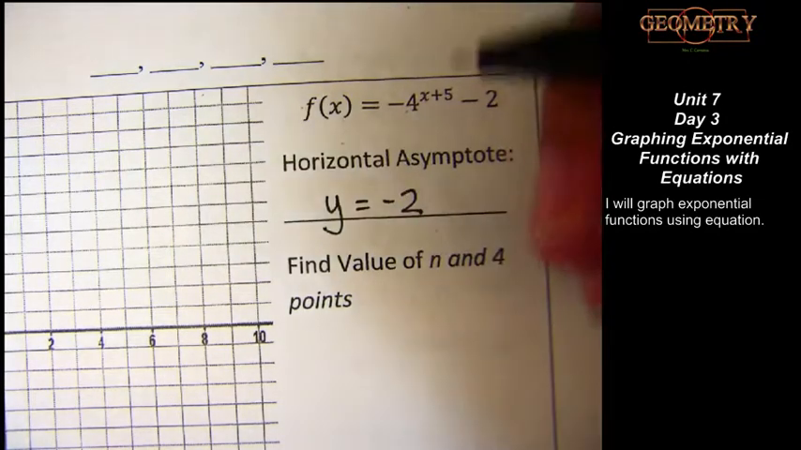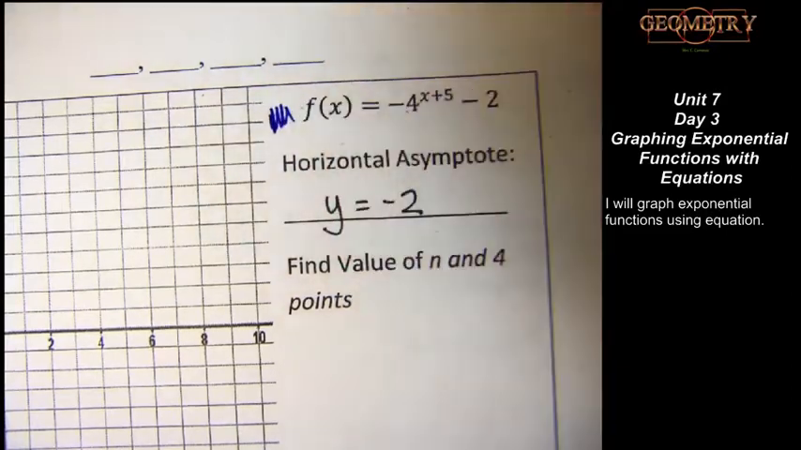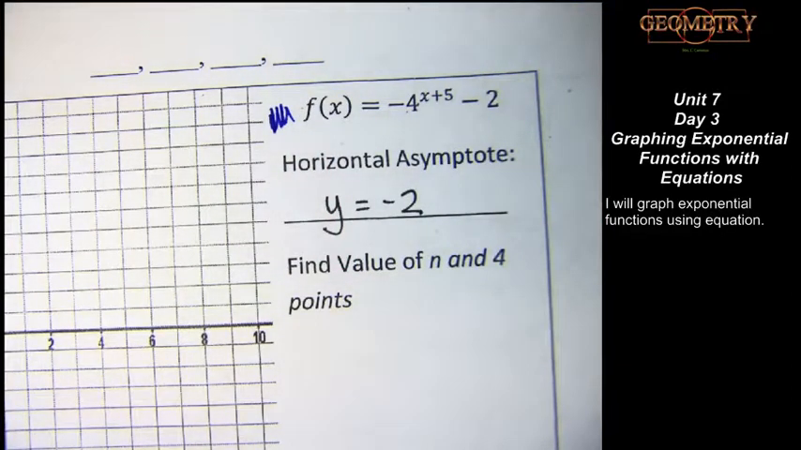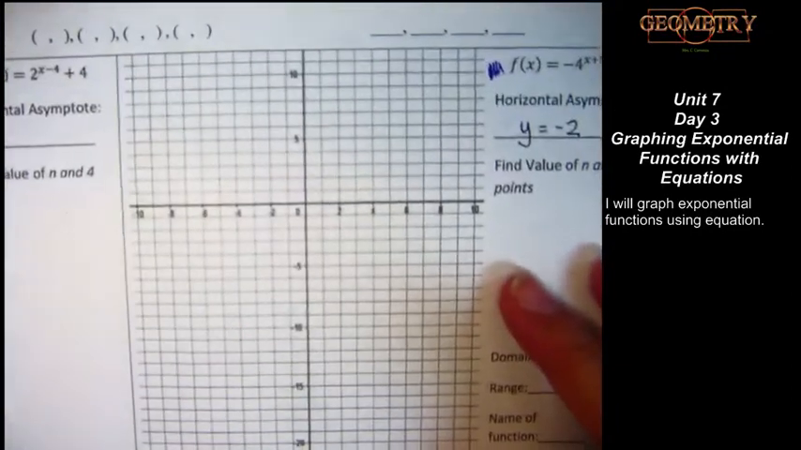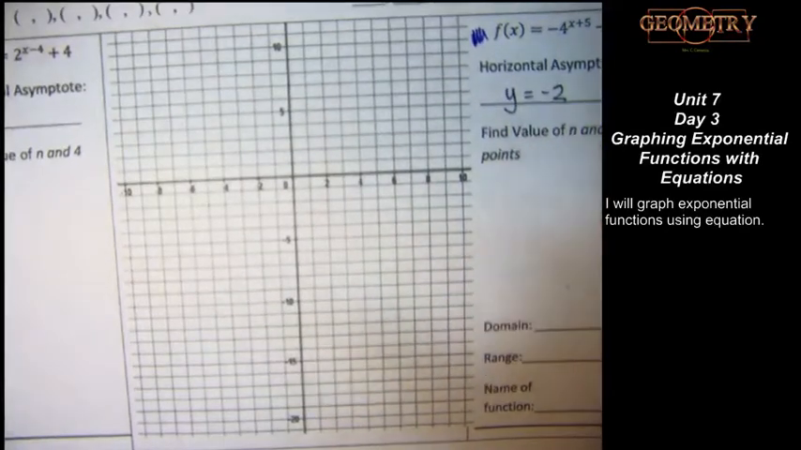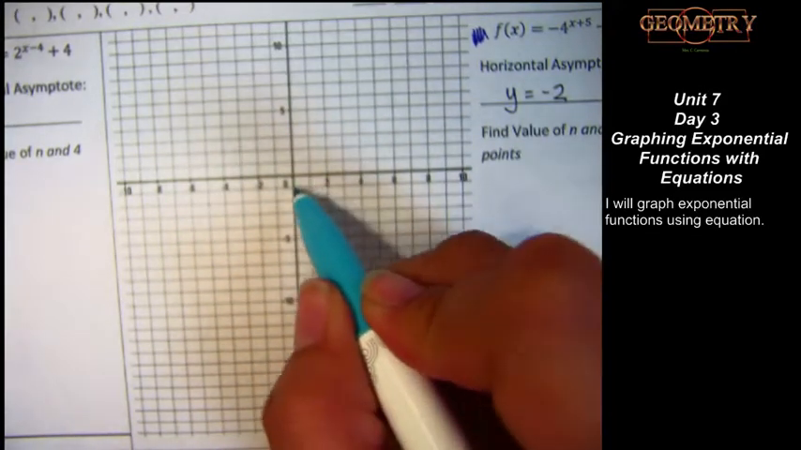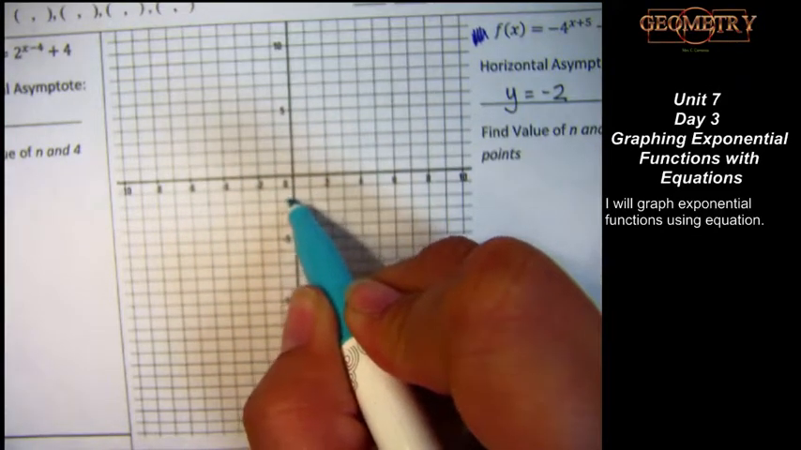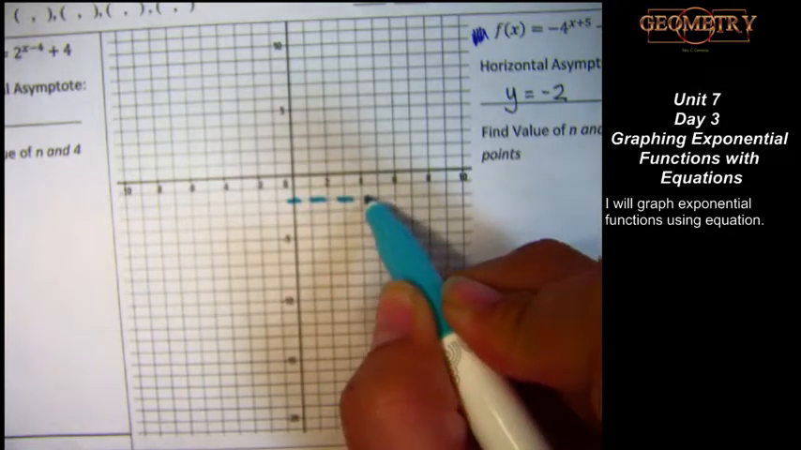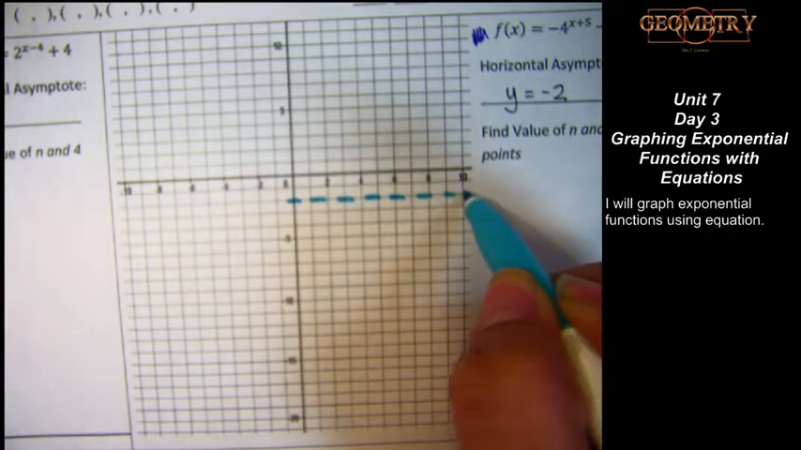Okay. I'm going to color this thing in blue. All right, so now that I know where my horizontal asymptote is, I'm going to go ahead and graph it because that's the easy one. And if this were a partial credit question, I would get 1 point for drawing the asymptote. So I'm going to go to y is negative 2, 1, 2. And I'm going to make a dotted line all the way across my graph at the horizontal line.